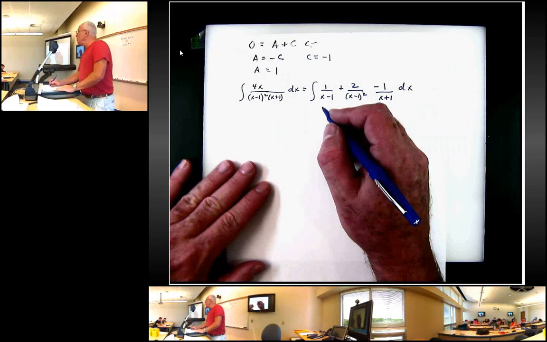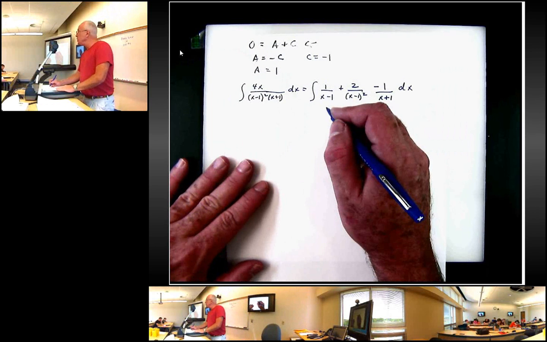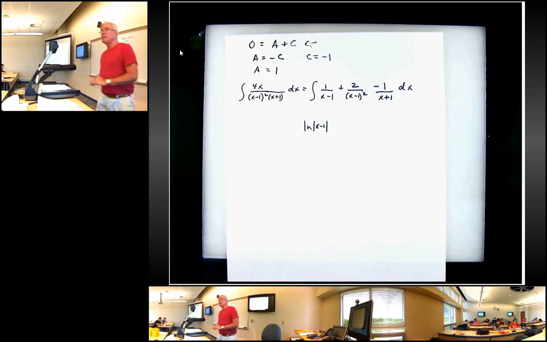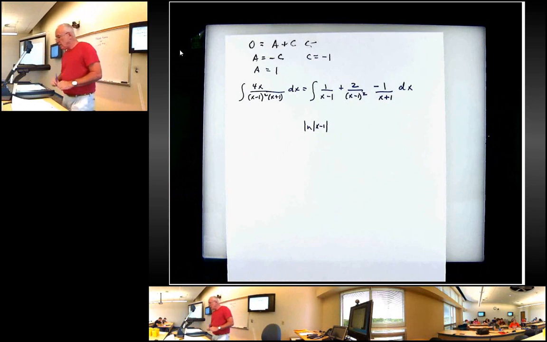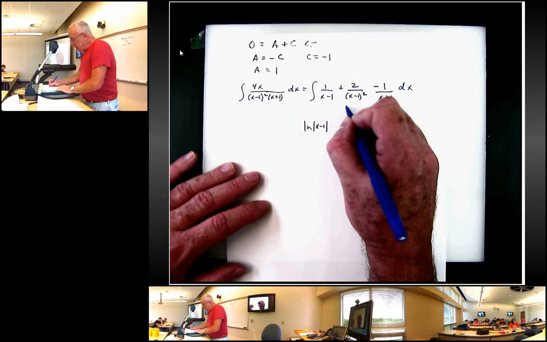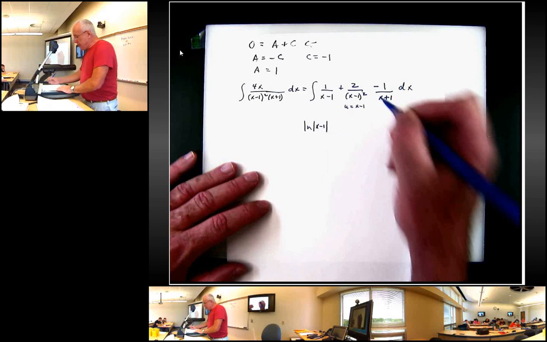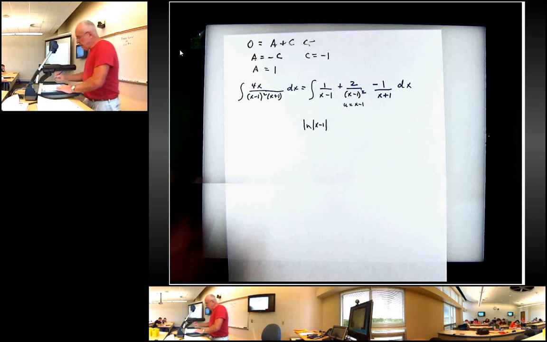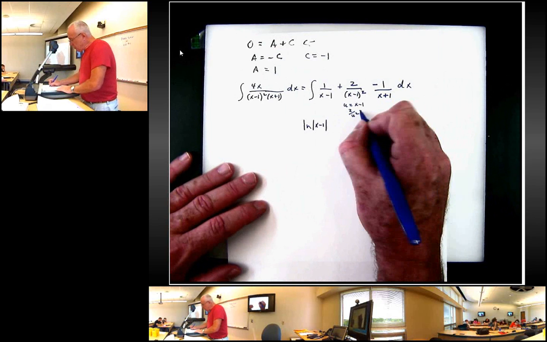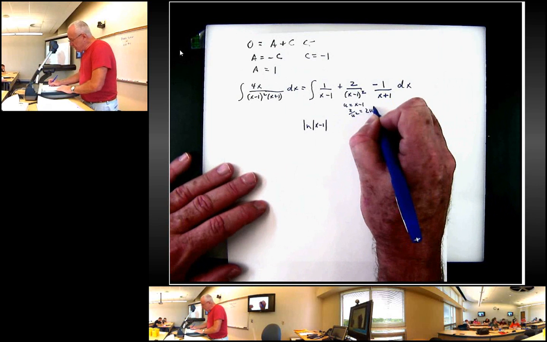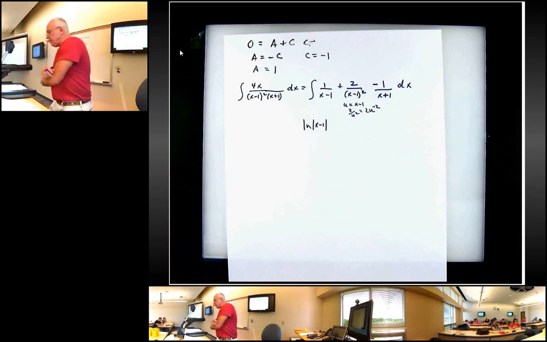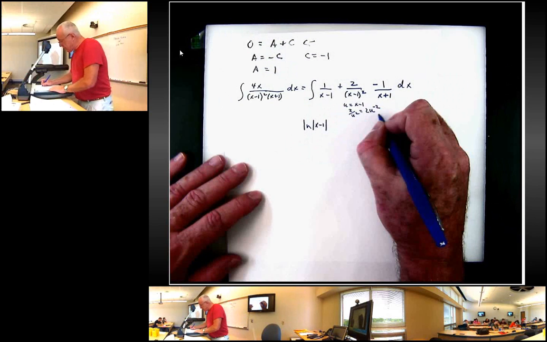So we now have 3 terms, and we can integrate all of those terms. The first term, without having to do a u substitution, is just going to be the natural log of the absolute value of x minus 1. Now the second one, if we look at u equaling x minus 1 here, the second term is 2 over u squared, which is equal to 2 times u to the negative 2 power. And our du is equal to dx.